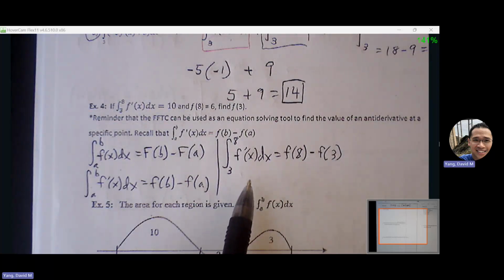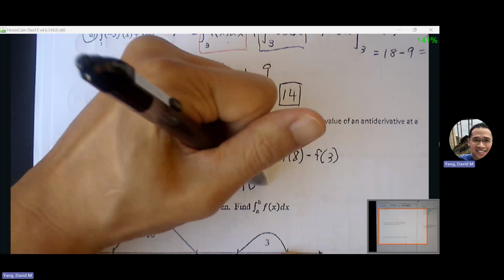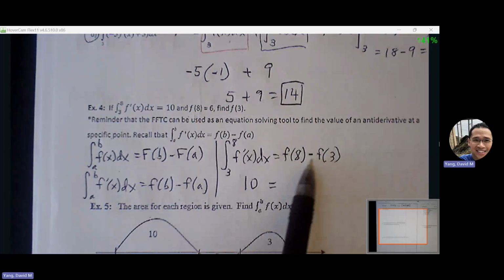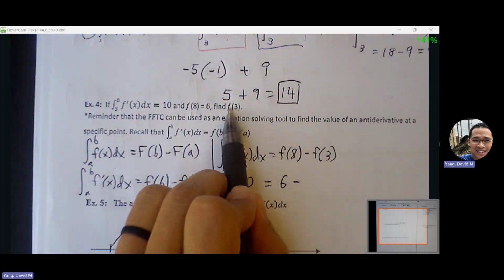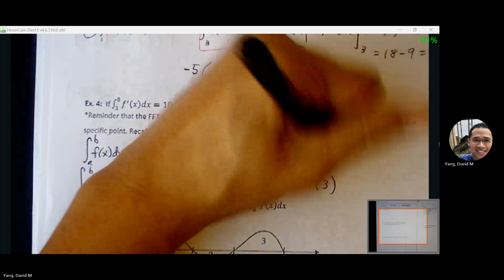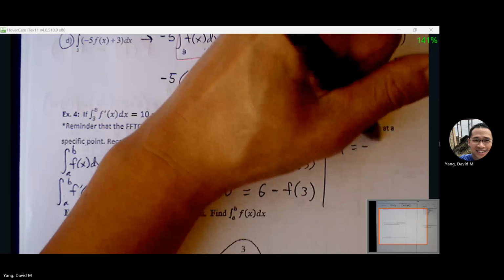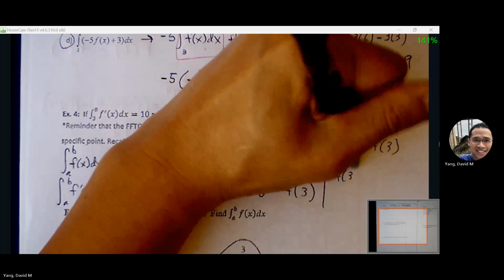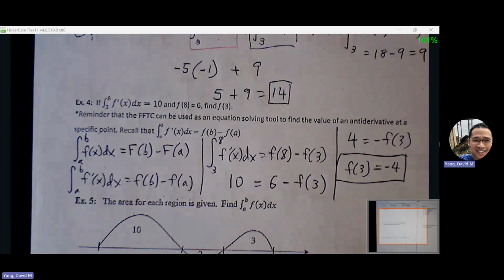Maybe we can make a bunch of substitutions and find what we're looking for. What can I replace this piece with? 10. Okay, so 10. What information do we have? F of 8 equals 6. There we go. And that leaves us with f of 3, and we can find f of 3. Okay, so this is a bit of a taste as to how the AP exam loves to use the first theorem and have these different variations of asking about application of the first theorem.